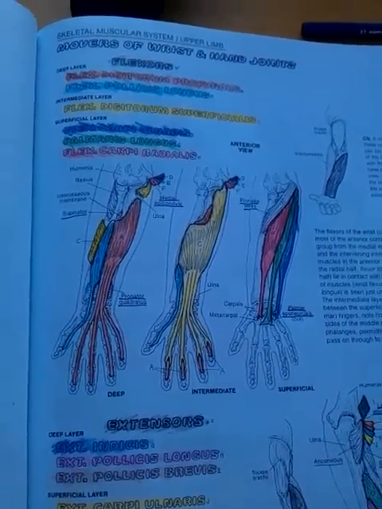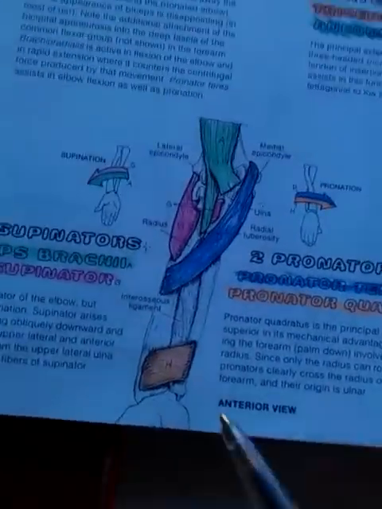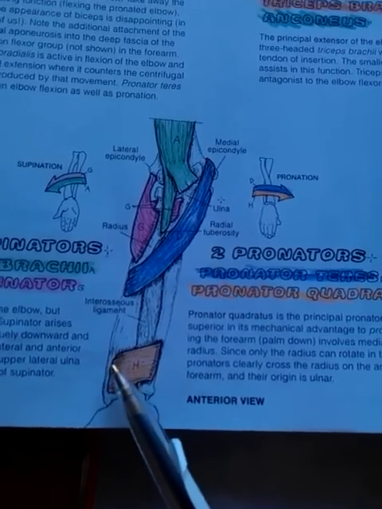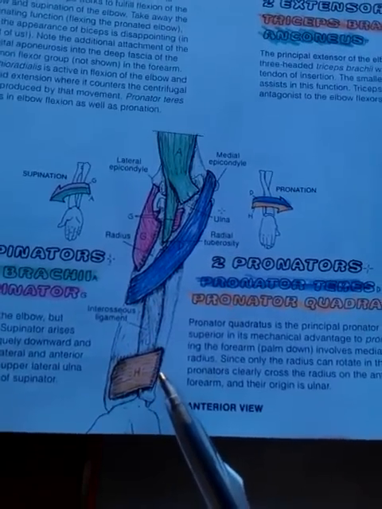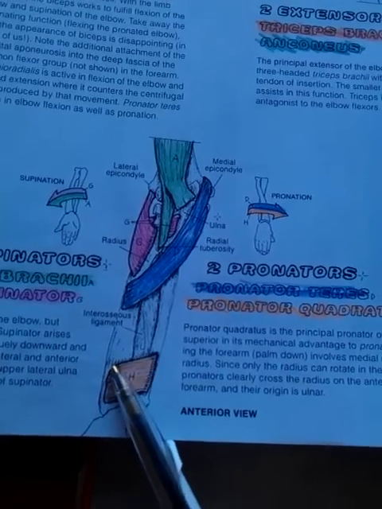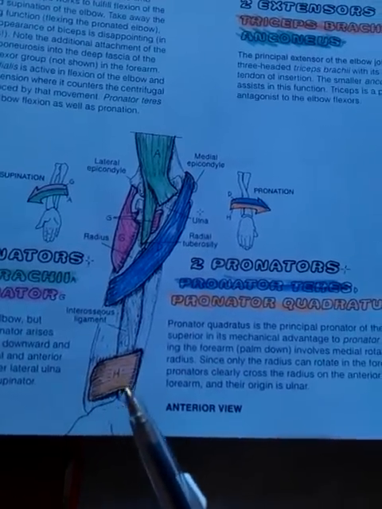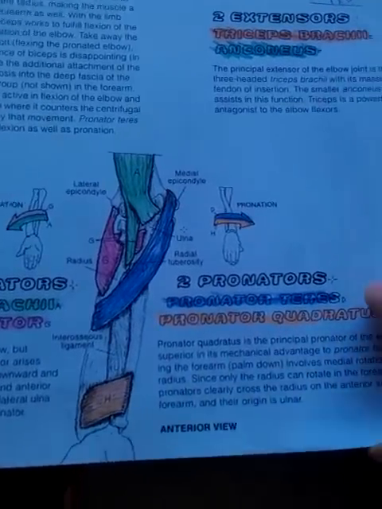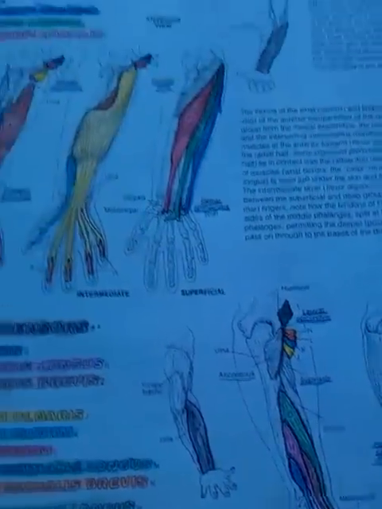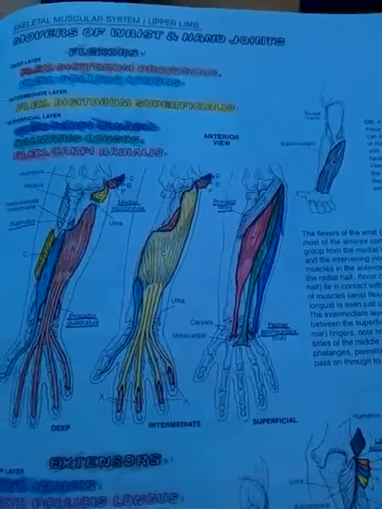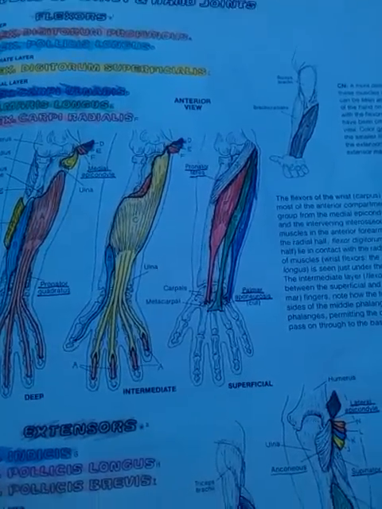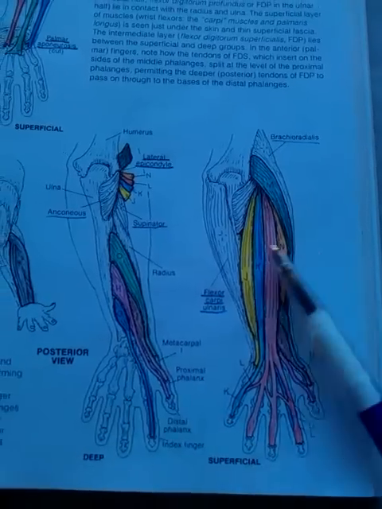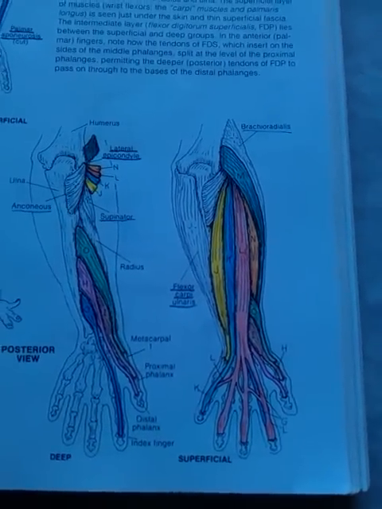Lastly, we have pronator quadratus here. It originates on the distal end of ulna and inserts on the distal end of radius. Function is pronation of forearm. The nerve supply of the anterior group of muscles is mainly the median nerve. The posterior group, mainly extensors. Nerve supply is radial nerve.